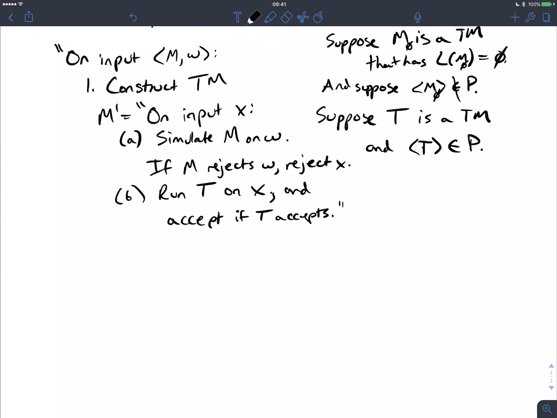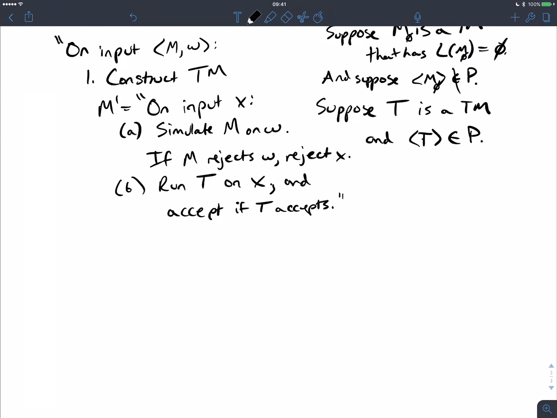So after this, it gets a lot easier. But let's go over how this machine works. Let's handle the three cases of whether M accepts W. If M does accept W, we're ignoring the step for when M rejects W. Then we're going to run T on X, and whatever T says, we're going to accept X in that case. So M prime is going to behave like T now, because M accepts W, which does have property P.